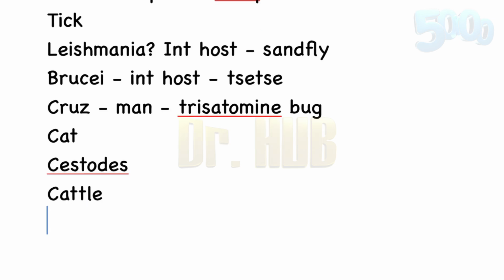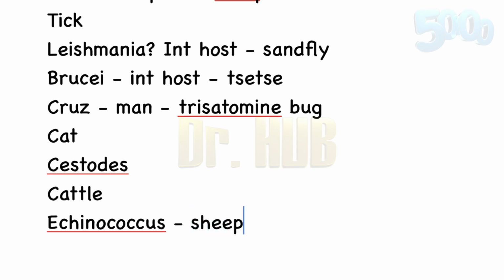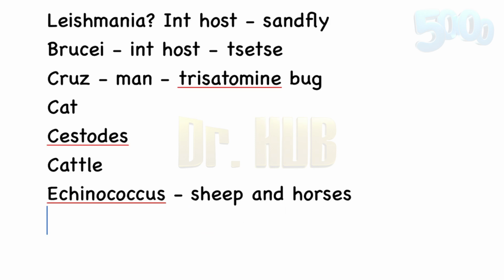In Echinococcus granulosus, it is the dog which is the definitive host, and the intermediate host is the sheep and the horses. This is the intermediate host. The man is the accidental intermediate host.